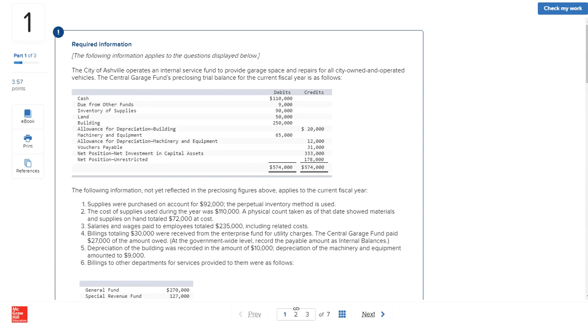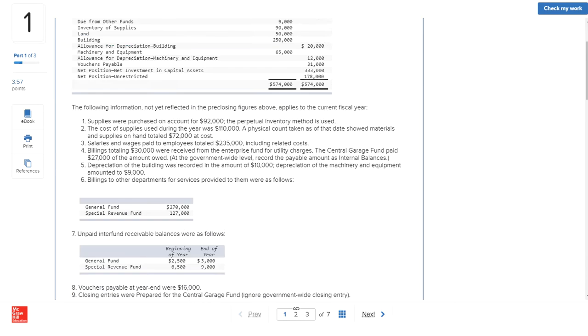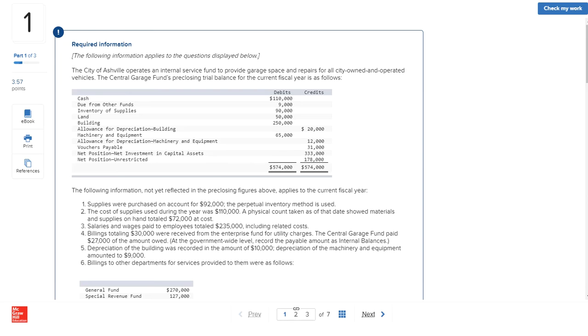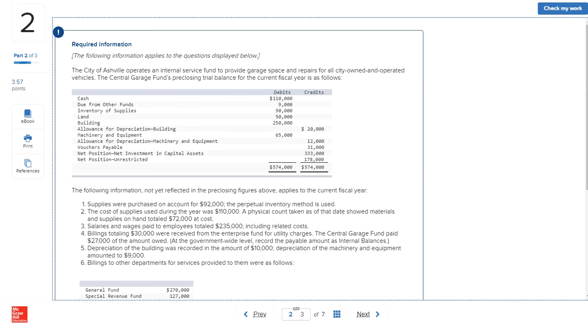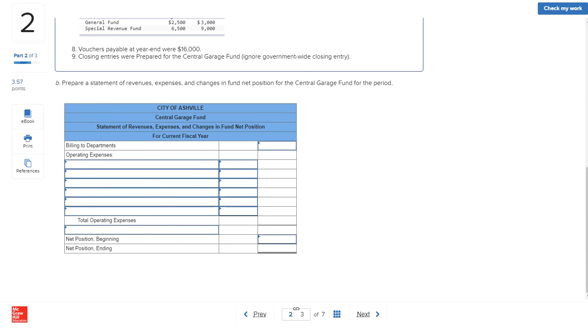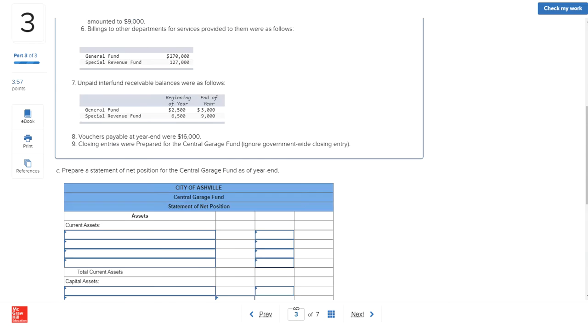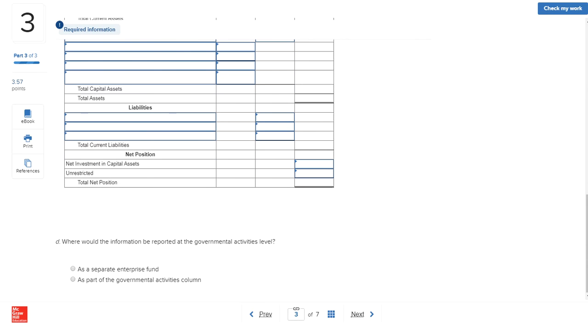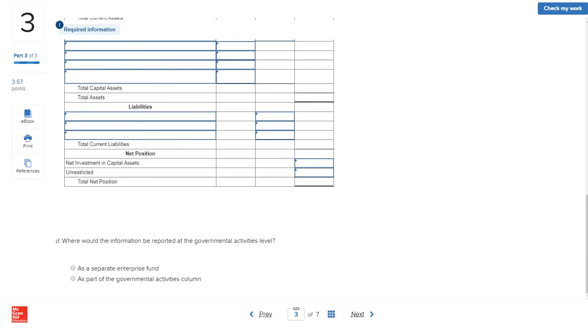And then you'll also do a statement of net position. And so it seems like a long problem, but it really isn't, if you will document this as you go along and do those T accounts as you move along through there. Okay, this is where you do your statement. This is your statement of net position. And then this one, you should be able to get that pretty easily.